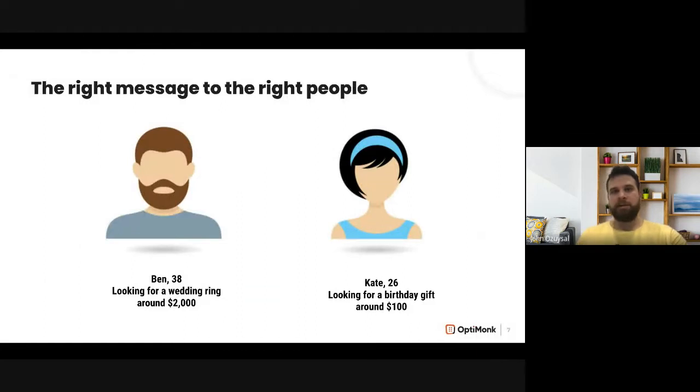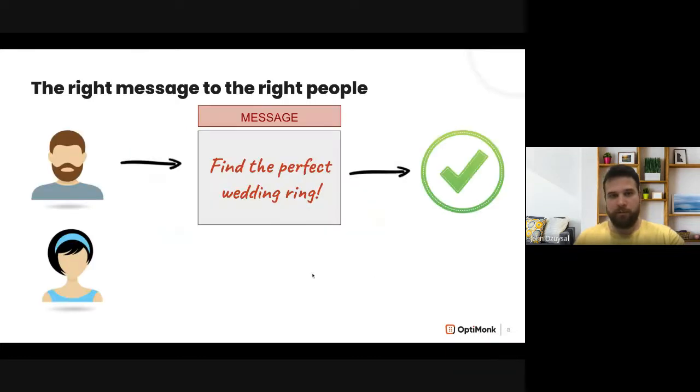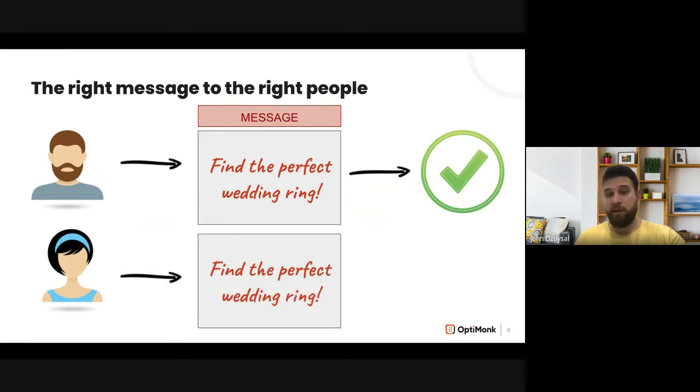Okay, so let's talk more about the right message to the right people. Again, I got my buddy here, Ben, 38, looking for a wedding ring. And then we have Kate. She's looking for a birthday gift around $100. So you're delivering the right message to Ben, find the perfect wedding ring. He's super happy. You have the customer message fit, and then you're delivering this right message.